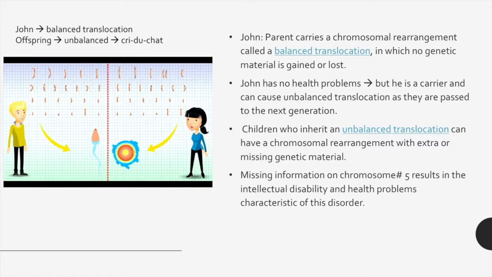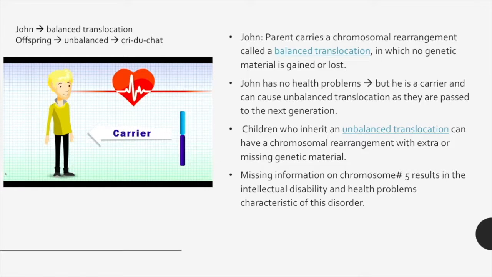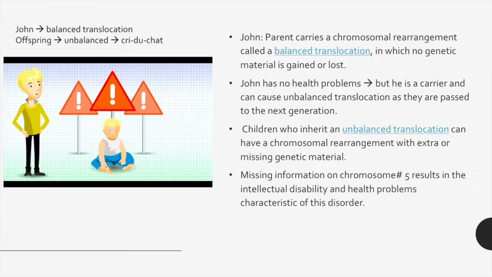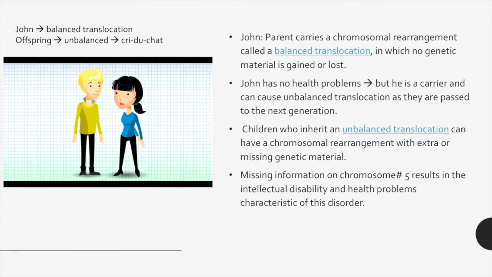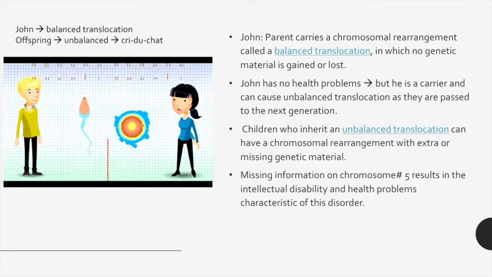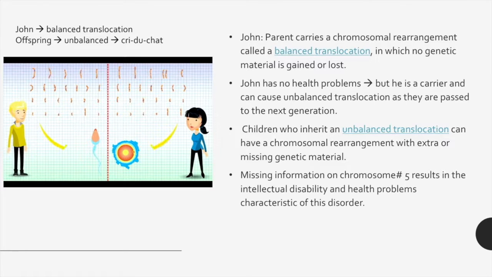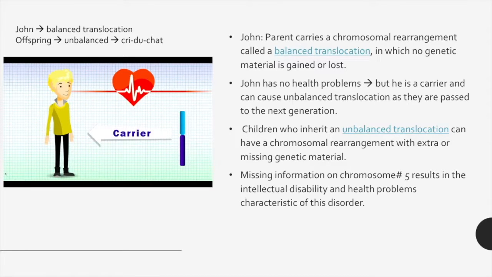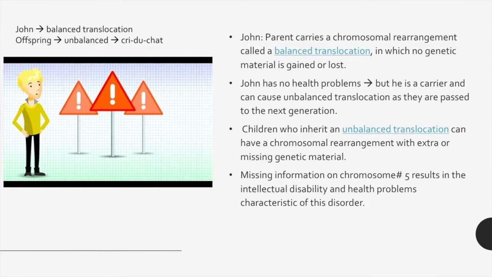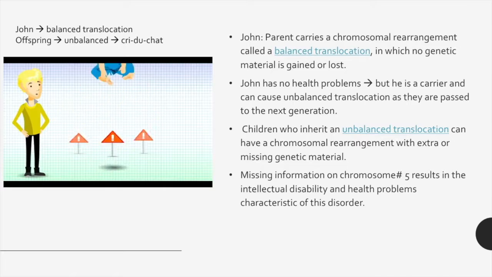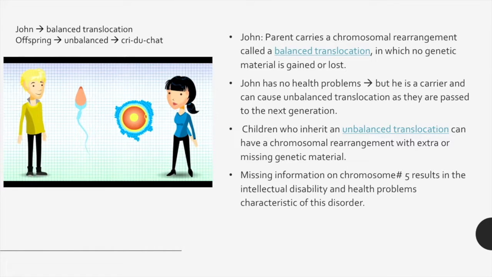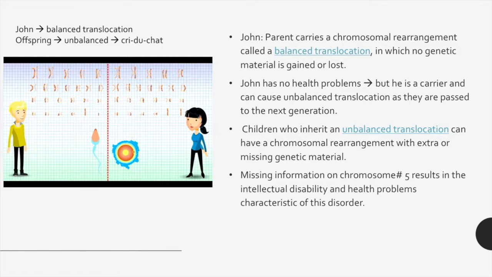What this means is, for example, John. John is a parent and carries a chromosomal rearrangement called a balanced translocation, in which no genetic material is gained or lost. John has no health problems, but he's a carrier and can cause unbalanced translocation as it's passed to the next generation. Children who inherit an unbalanced translocation can have a chromosomal arrangement with extra or missing genetic material. Missing information on chromosome number 5, in our case, causes cri du chat.